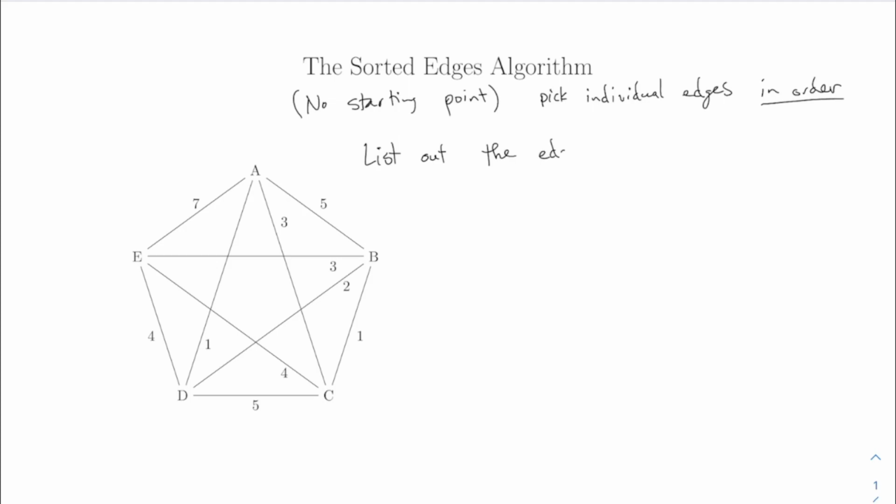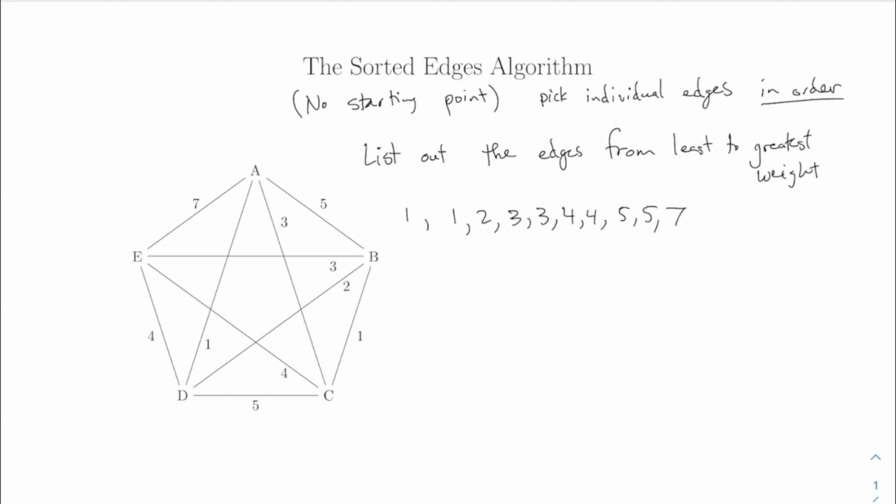List out the edges from least to greatest weight. So what I see here is a 1 and a 1 and a 2. I see 2 3s, 2 4s. Try not to miss any. 2 5s and a 7. I think that's what we have in this picture. All right. Those are the edges from least to greatest weight.